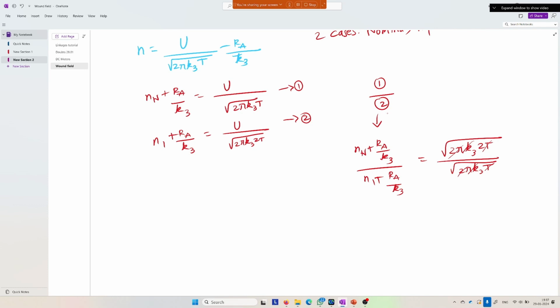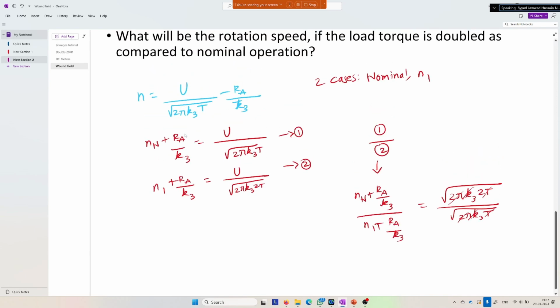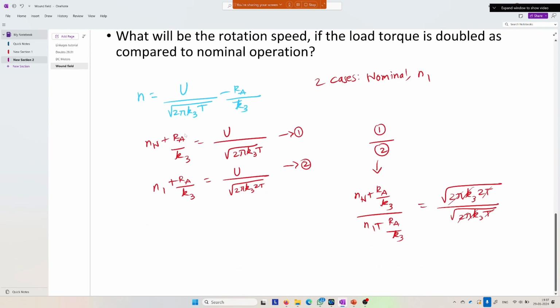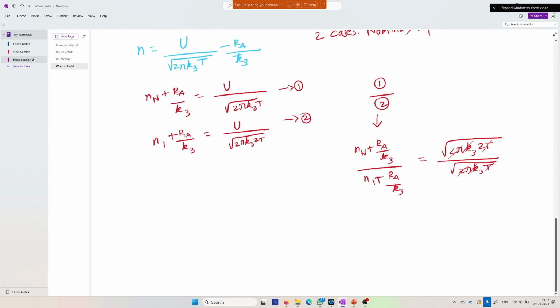What is nominal RPM? It should be in radians per second. N nominal is 720 per minute, which is 720 by 60, is 12, into 2 pi, so that is 75.4 radians per second.